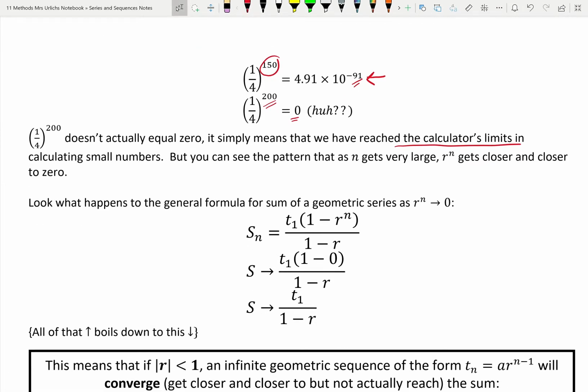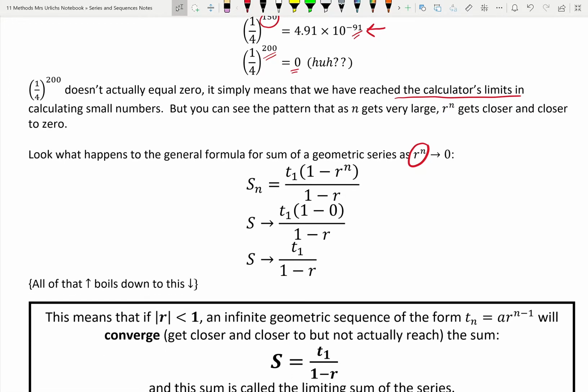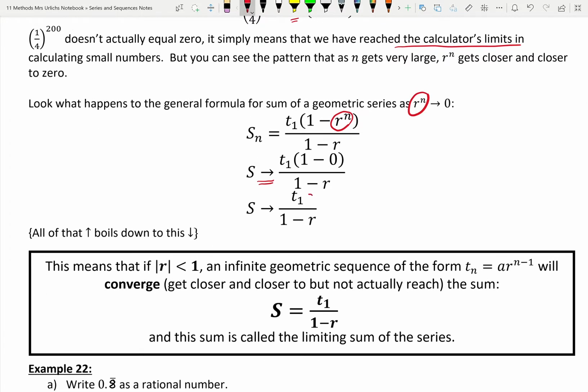The important thing is what happens when that r to the power of n approaches 0, what it does in our general sum formula. So this is just the general sum for a geometric series, which has got r to the n in it. If that r to the n is approaching 0, then our sum is going to approach t1 times (1 minus 0) over 1 minus r, because r to the n is approaching 0. Which means it's going to approach t1 over 1 minus r, because 1 minus 0 is 1. And that's the rule that we're using. We don't use the approaches symbol, we just use the equals symbol.